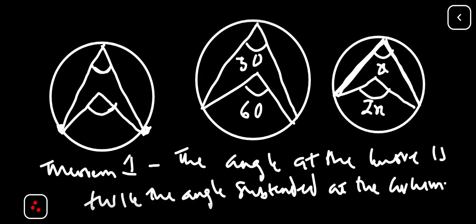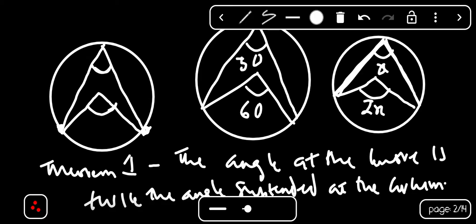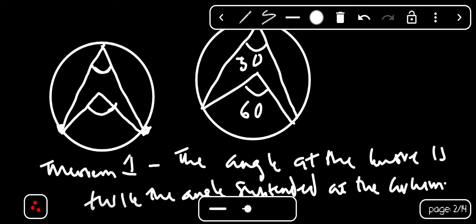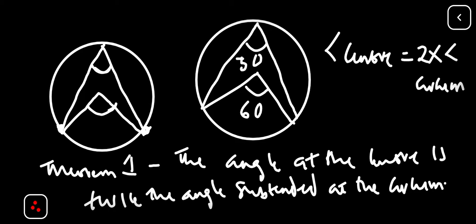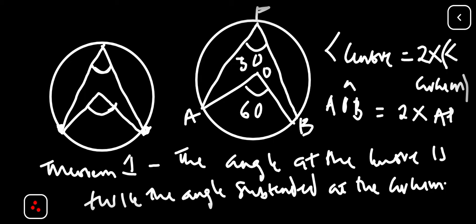So sometimes you will see it expressed as this. Let me clean this one. You will see it expressed as the angle at the center is equal to 2 times angle at the circumference. Okay, so this is how you see it most times. So if this is A, and this is O, and this is B, and this is P here at the circumference, that means AOB is equal to 2 times APB. So that is the point.